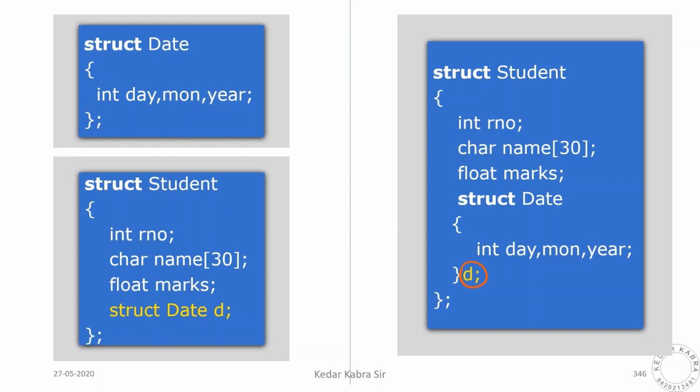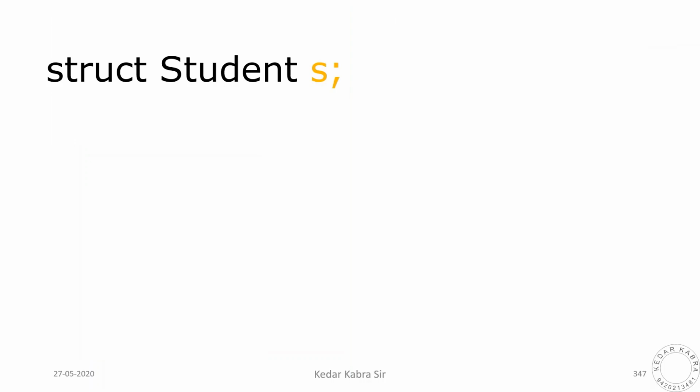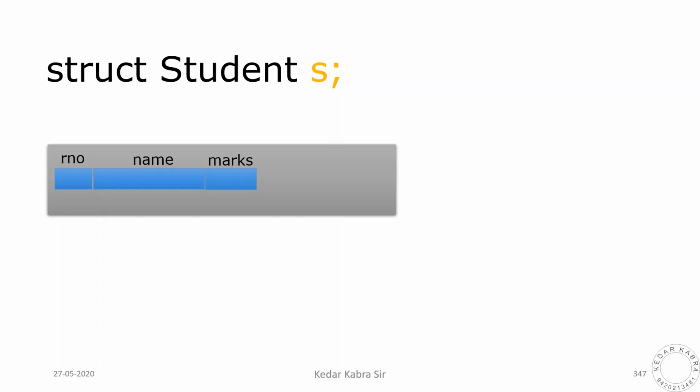Now the next part is memory allocation and accessing nested members. It is very simple. You can see memory allocation of structure variable S like this. This is our old structure student variable and we have added member D in it, which is structure of three members: day, month, year. And the complete size of this structure S is now 42 bytes. I am considering integer as a 2-byte variable.